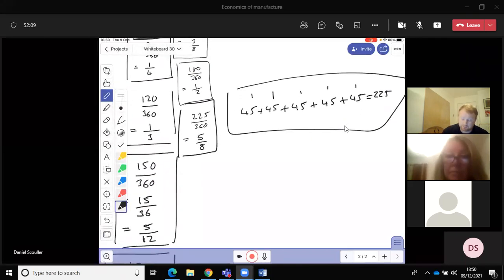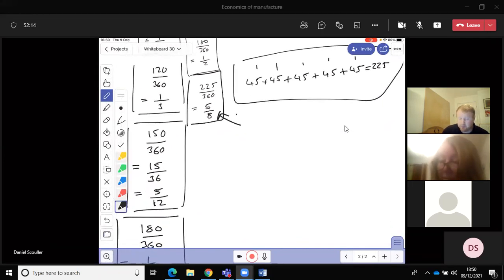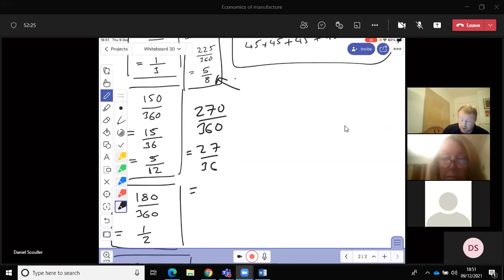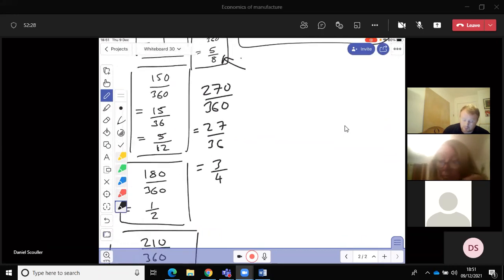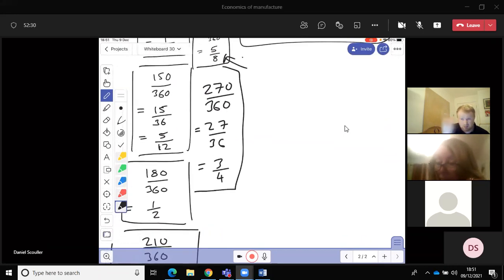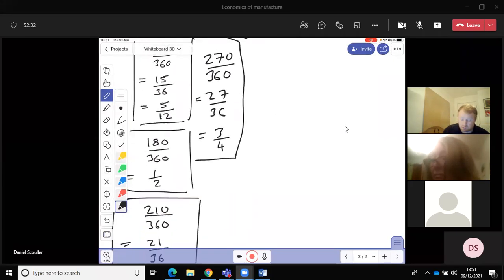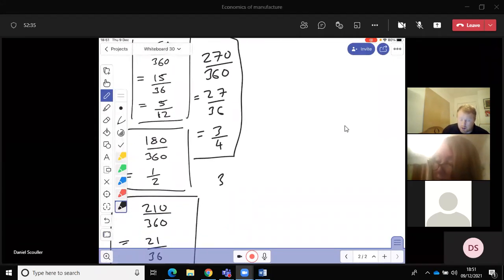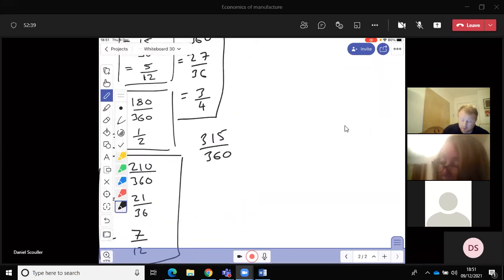Getting this right is the most important. So 225 plus 45 is 270 over 360. So 27 over 36. 9 goes into both of them, so that's 3 over 4. Some of these numbers come in both of the multiples, so you'll see them coming up. 315 over 360 is a multiple of 45, and that's going to be 7/8.